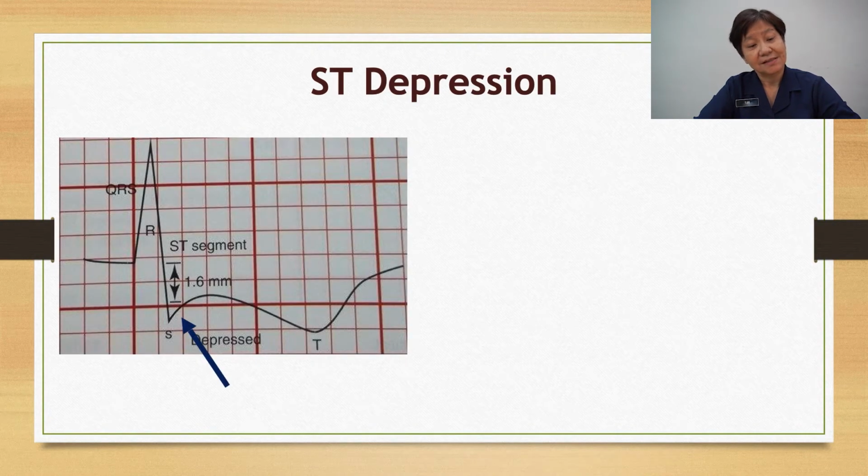Can you look at the ST segment there? Okay, below, it is depressed at 1.6 mm. So this one shows that ischemia pattern. Okay, in order to let you know, because once you cannot recognize the ST elevation or ST depression, sometimes it's difficult for you all to recognize the rhythm.